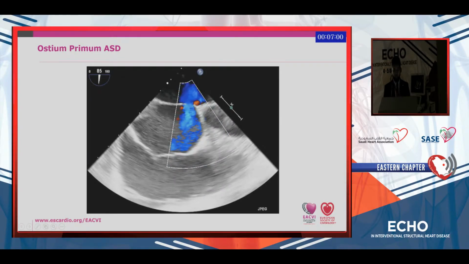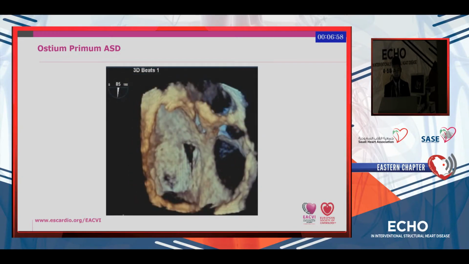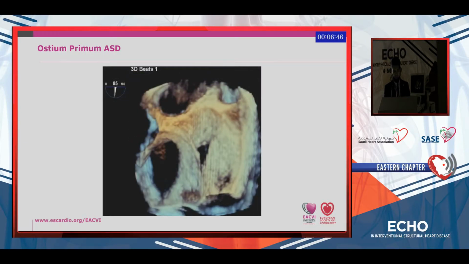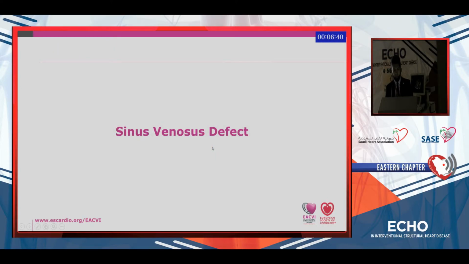This is the same patient. And by 3D, this is the freeze frame from the right atrial aspect. This is the very, very big ostium primum ASD and a triangular ostium secundum ASD. From the left atrial aspect, again, very big ostium primum ASD and another ostium secundum ASD.